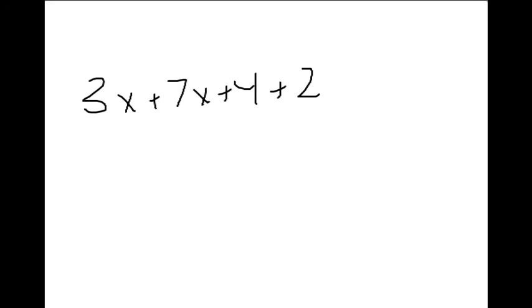And when you're looking at a polynomial, you want to simplify by combining like terms. So in this example, my like terms are 3x plus 2x plus 7x, which is 12x. And so we'd have 12x plus 4 would be our simplified version.